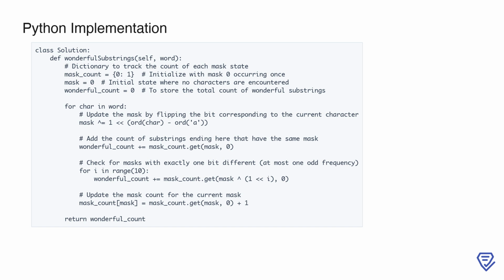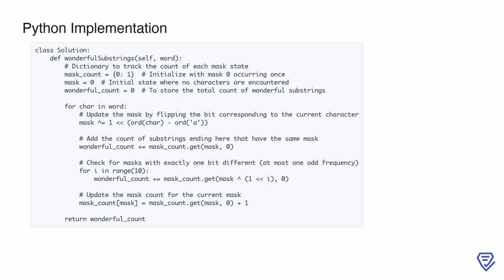4. Update mask_count. Increment the count of the current mask in mask_count. This ensures that future substrings can reference this state. 5. Return result. After processing all characters, wonderful_count contains the total number of wonderful substrings.